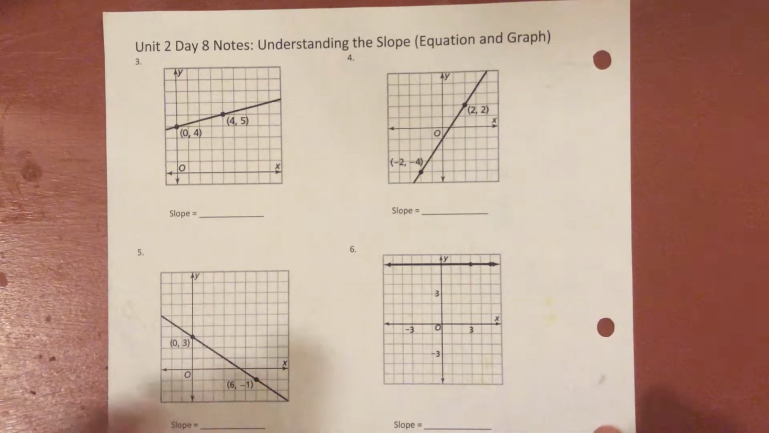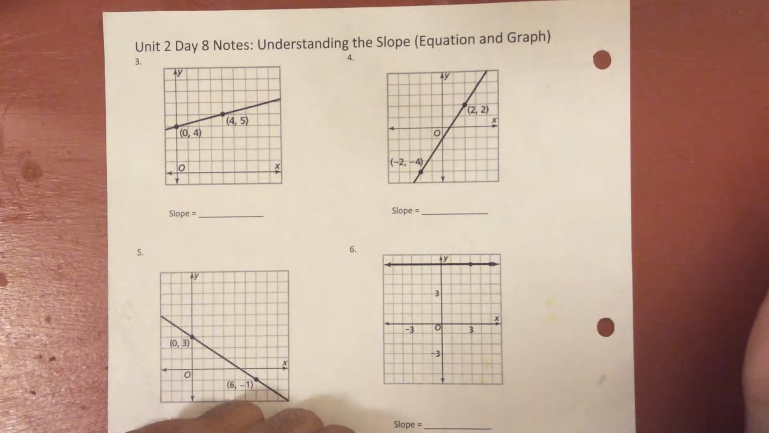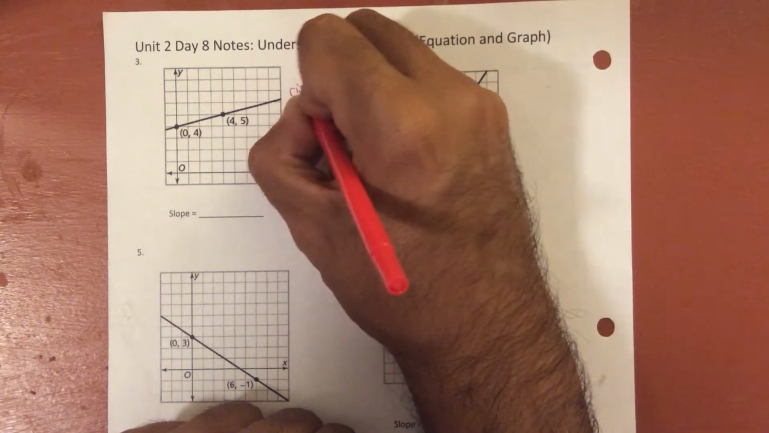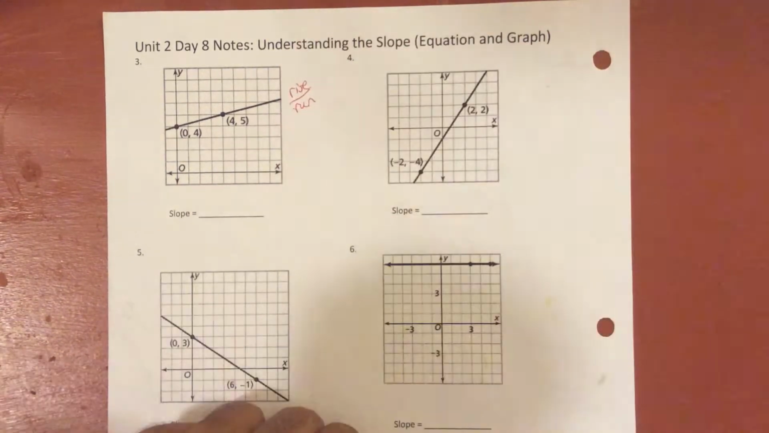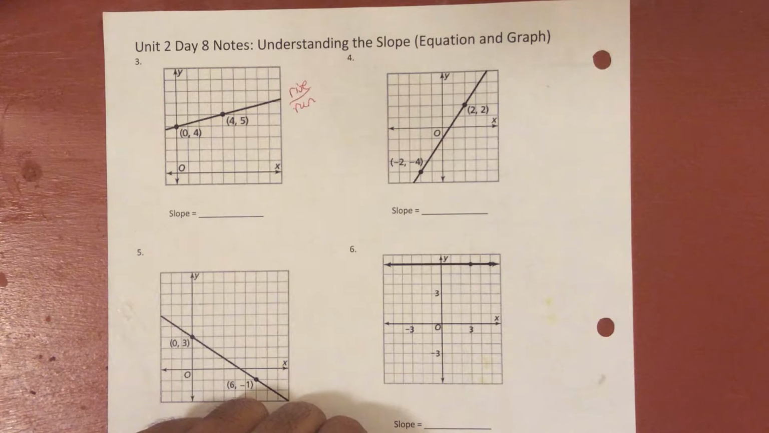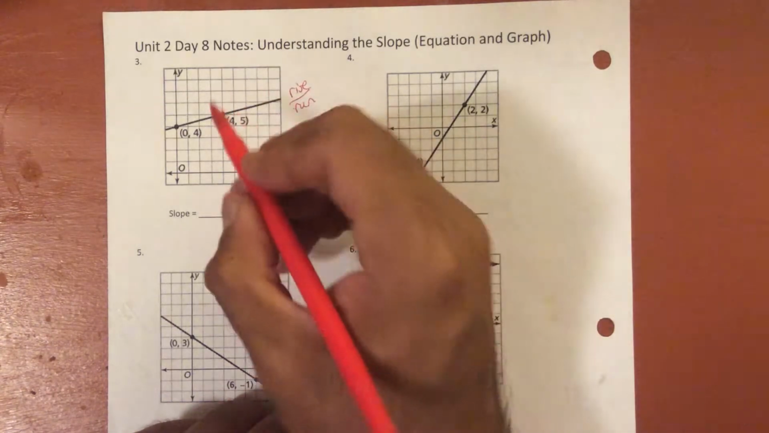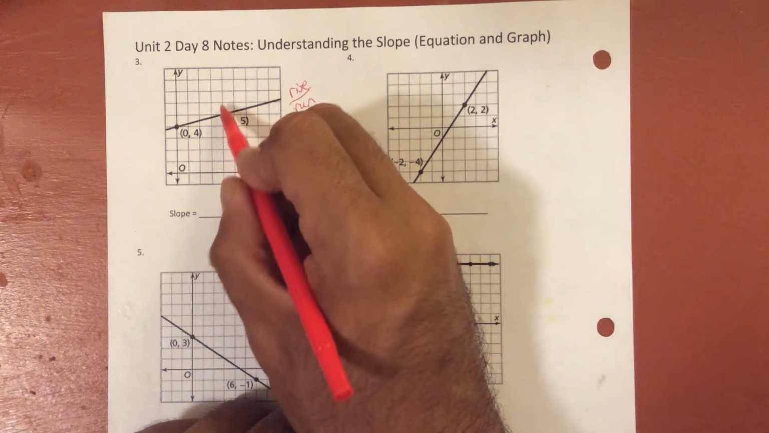Now, on the back, when you're finding the slope of a graph, the first thing you need to understand is that you're going to have to do the rise over the run. You're going to need 2 points from a graph. It doesn't matter what points you choose as long as they're on the graph and exactly in the corner of the grids.